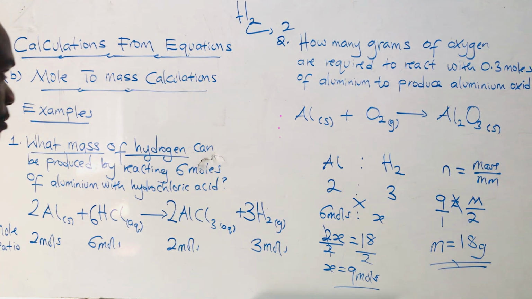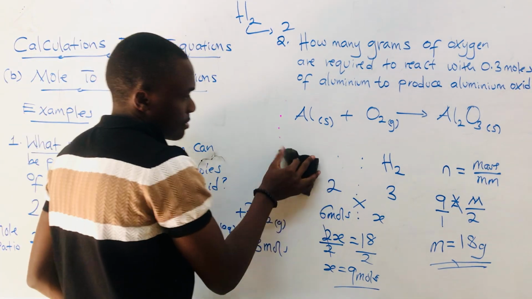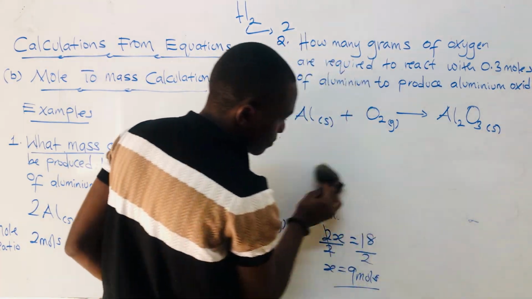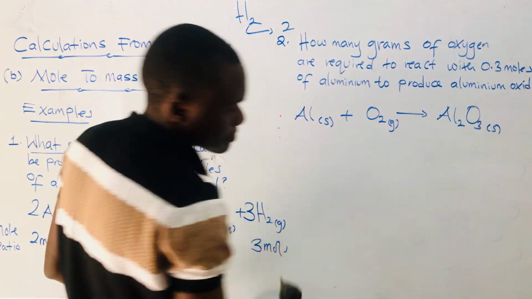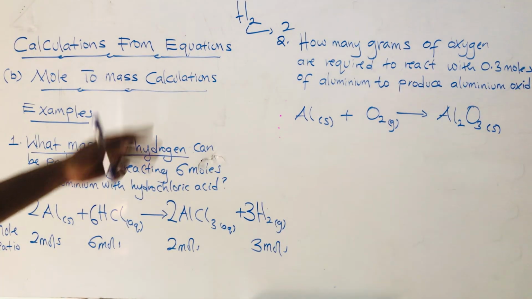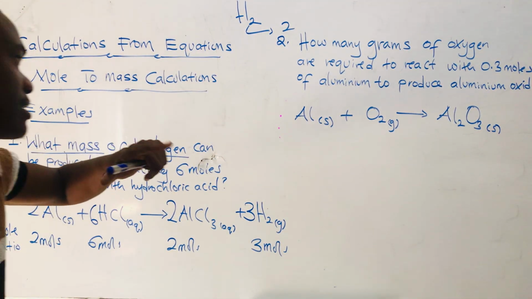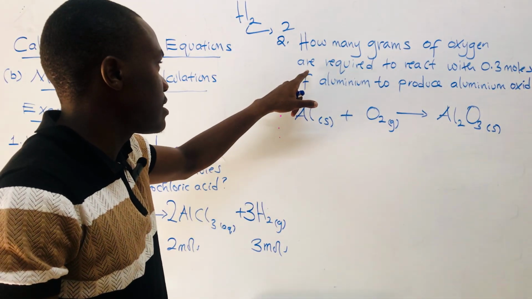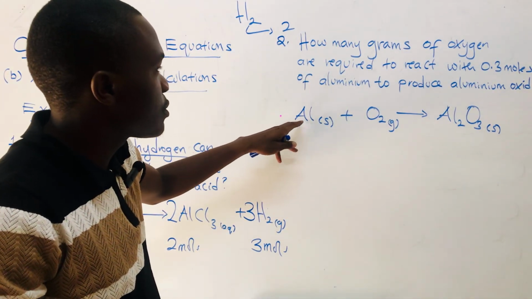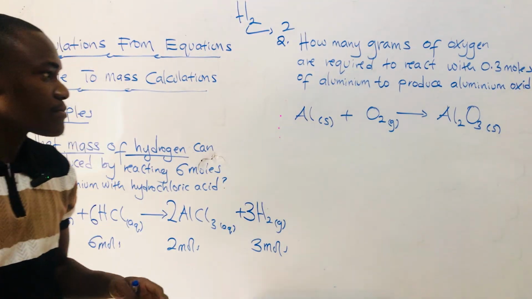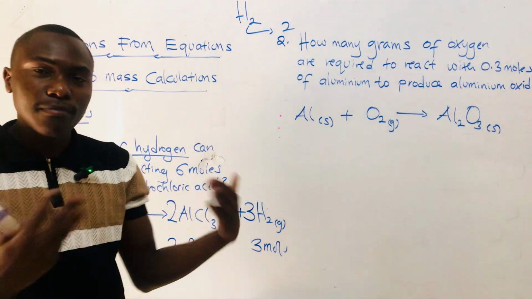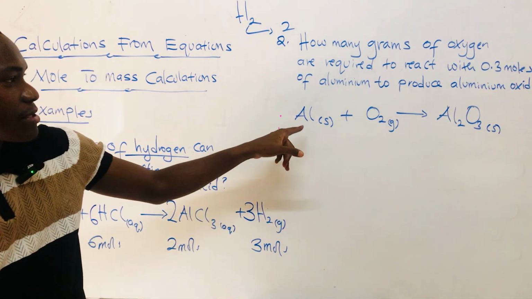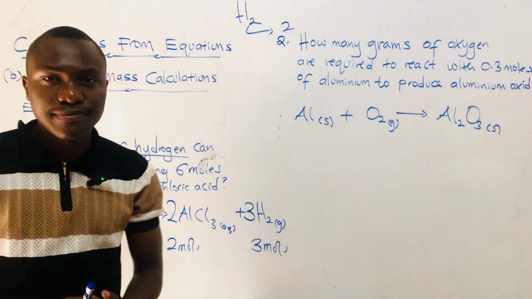Let's go to the next one, question 2. Now, question 2, they are saying, how many grams of oxygen? Where is oxygen? It is here. How many grams of oxygen are required to react with 0.3 moles of aluminium? How many grams? Its mass. So what mass of oxygen is required to react with 0.3 moles of aluminium?